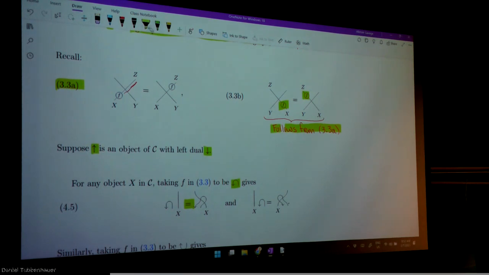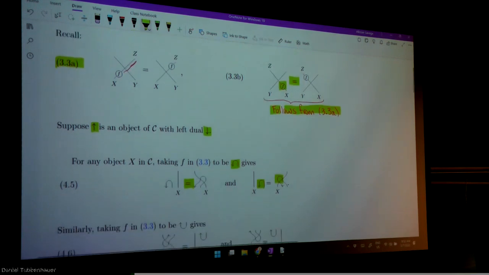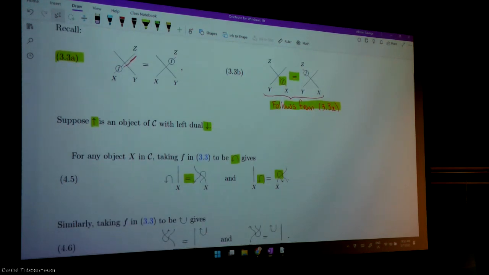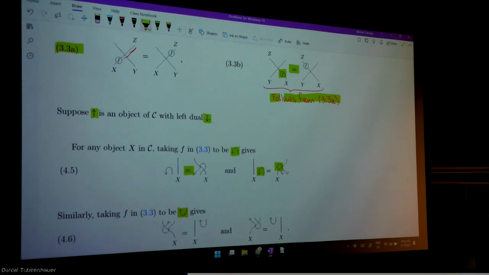And similarly, if we take this equation 3.3b, and we take F to be the left cap, then it slides through the crossing. We get that type of relation. Okay, so this is just some compatibility we have to have if our category is rigid and symmetric monoidal. Similarly, we can take F to be the left cup, and the left cup slides through the crossing, right? So in both directions, that gives us these two equations. So this has to be true in any rigid symmetric monoidal category, that caps and cups have to slide through crossings.